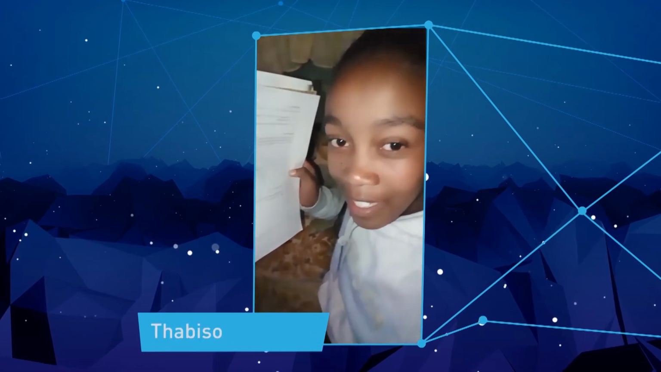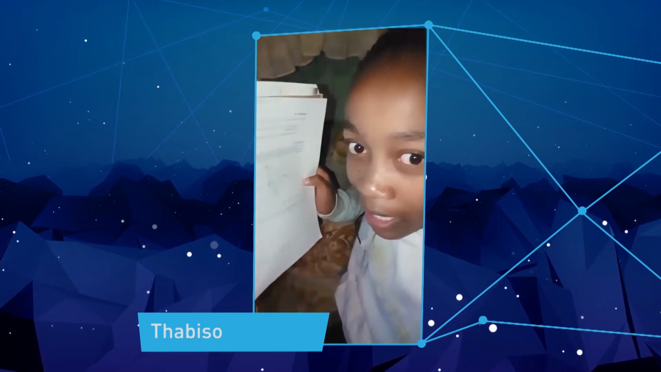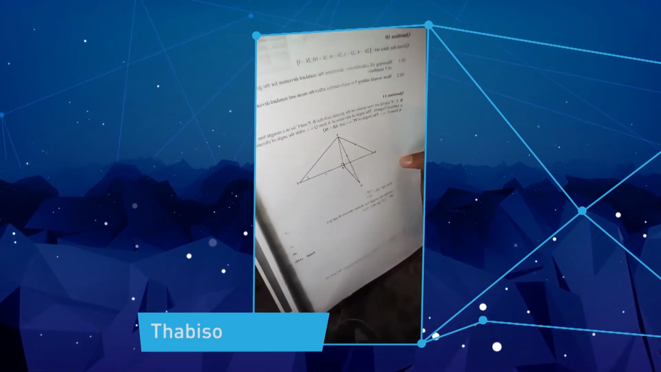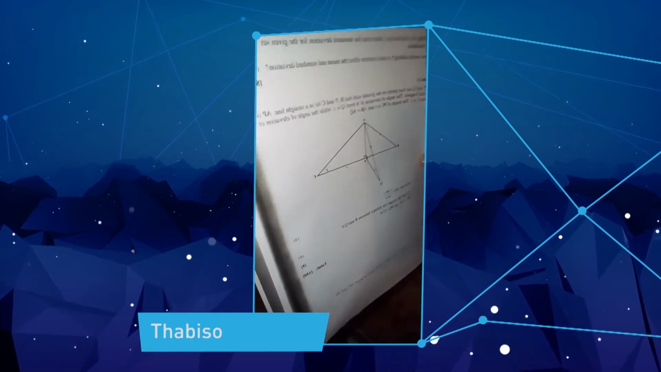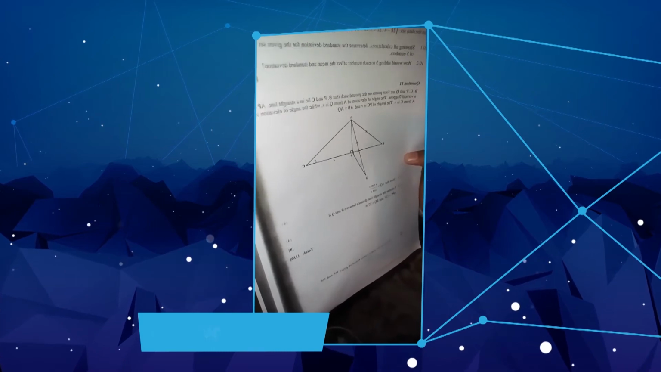To prove this, we look at what we are looking at: angle A1 is equal to the exterior angle, which is equal to x plus y, right? This is because of the exterior angle.